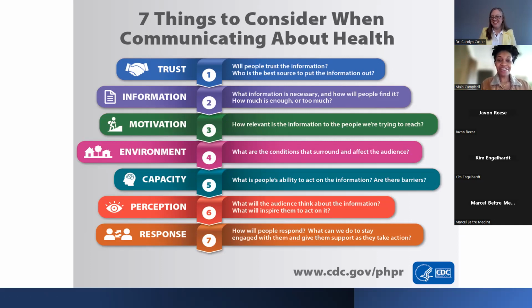That'd be fine. Okay, so the environment, that's the fourth factor. What are the conditions that surround and affect the audience? The capacity, what is the person's ability to act on the information? Do they have barriers? We'll get into that a little bit later as well. But it's difficult for a person to discuss certain things if they have other barriers that are preventing their basic needs.